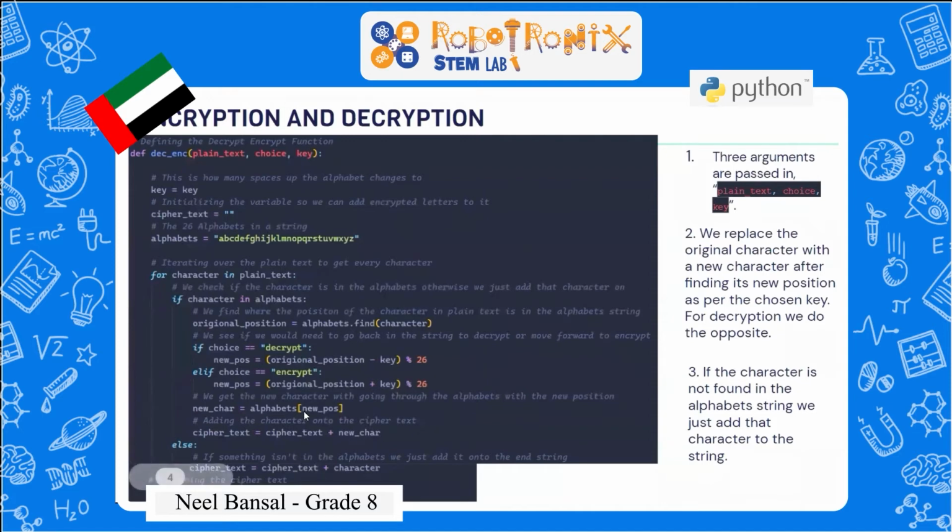And we find the new position with the help of this: new position is equal to original position minus key modulo 26. We also have a check: if the character is not in the alphabets, then we just add it onto itself. For example, things like spaces are not actually in this alphabet string, so they just get added onto each other.